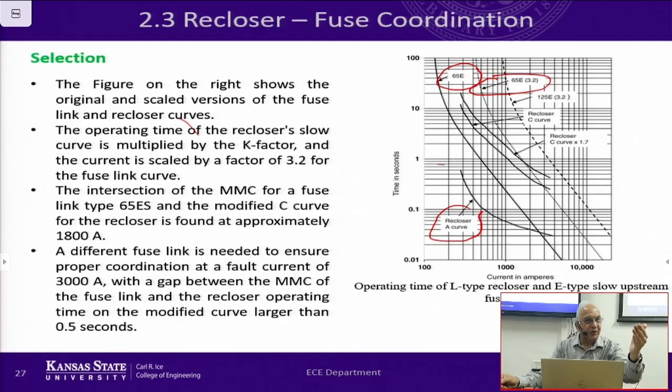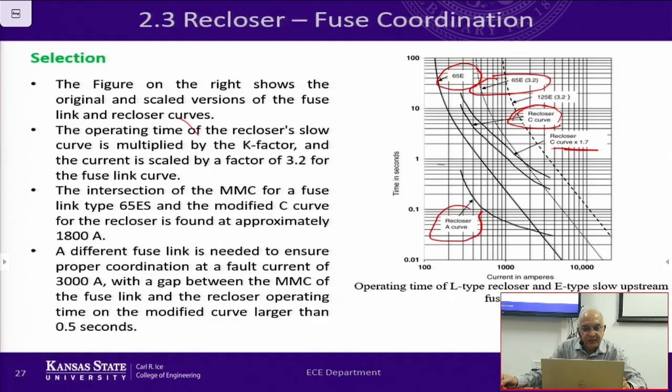So for the fuse to blow, you have to have higher current on the low side. Whatever the melting current is has to be seen based on the primary side, because the recloser characteristics are drawn based on the low voltage side. So the fuse characteristics have to be brought to the low voltage side. That's done by multiplying. Now here we also see the recloser C curve, which is the slow curve, and then we multiply that by 1.7. So this becomes the recloser characteristics.